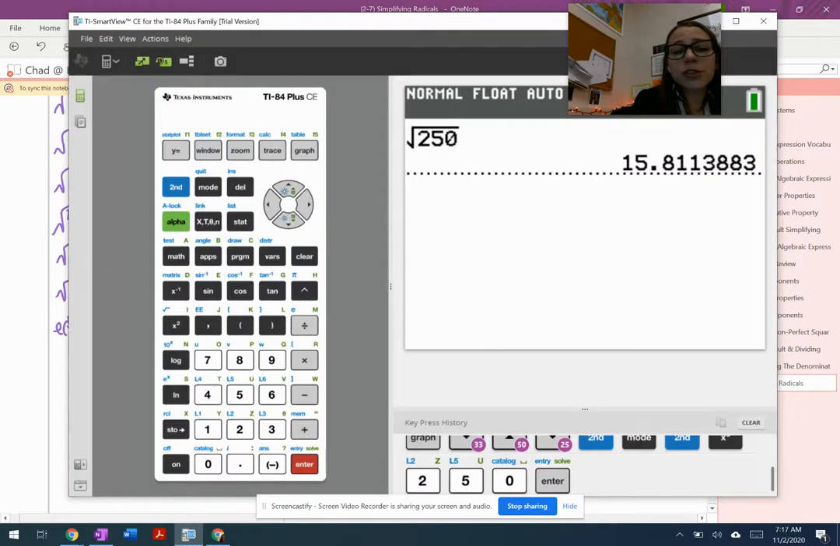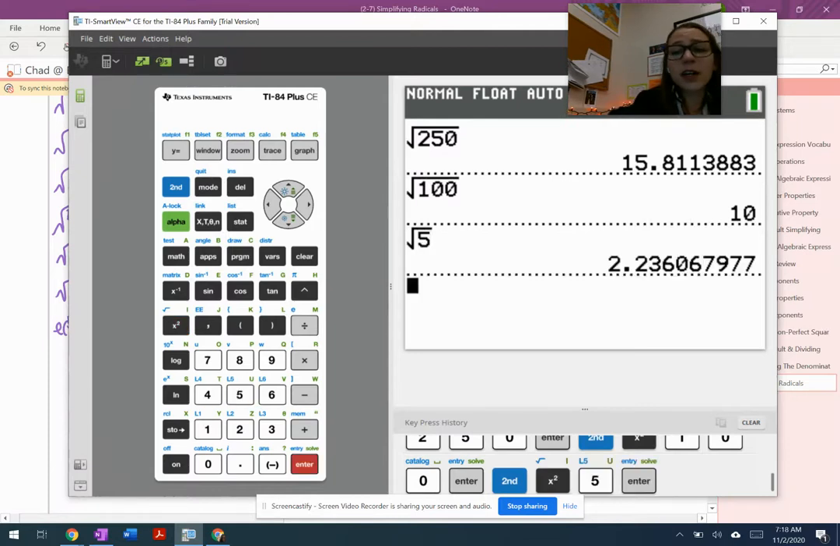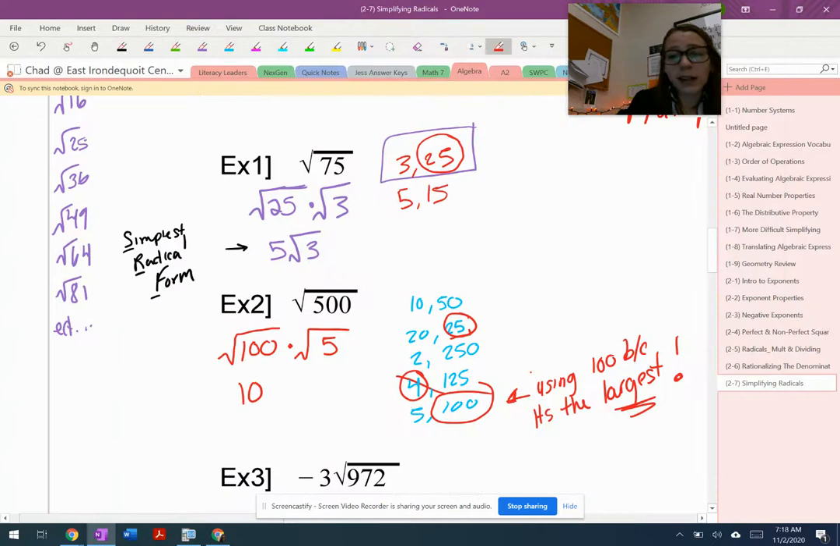And again, you just go right to your calculator. Second square root 100, boom. Second square root 5, ugly, irrational. Nice normal decimal, not. So my final simplified answer is 10 square roots of 5.